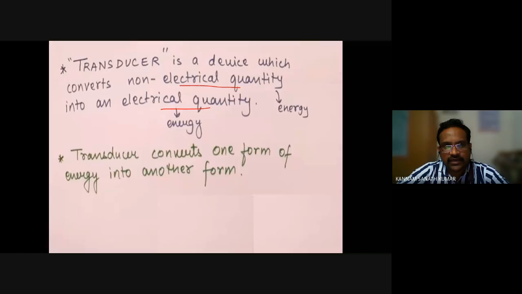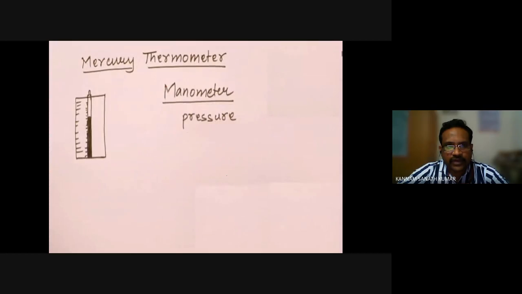So what the transducer is doing is converting one form of energy to another form. A non-electrical quantity is one type of energy and an electrical quantity is another type of energy. So basically the transducer will convert one form of energy to another form. Okay, let us consider two examples of transducer.